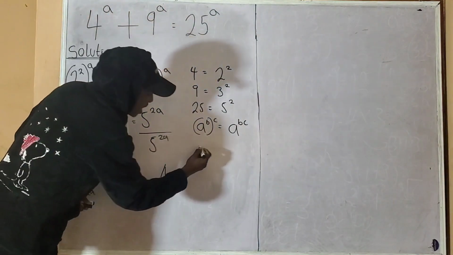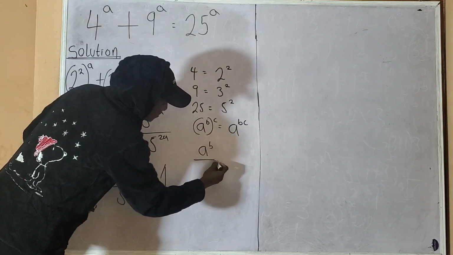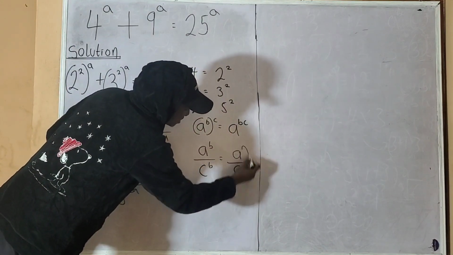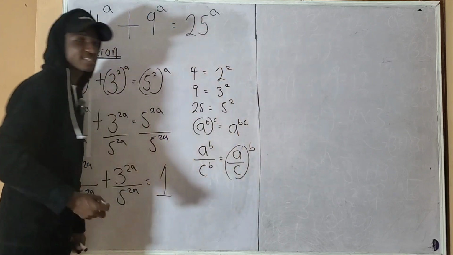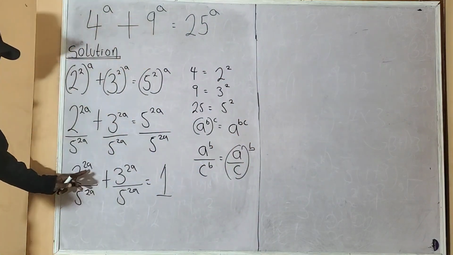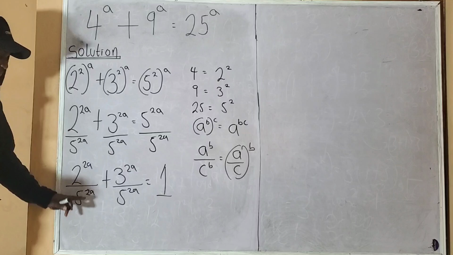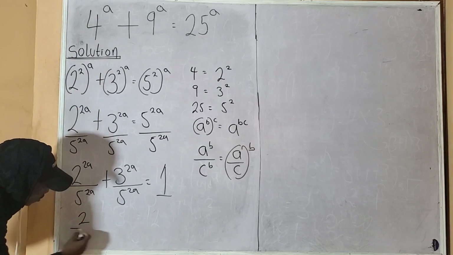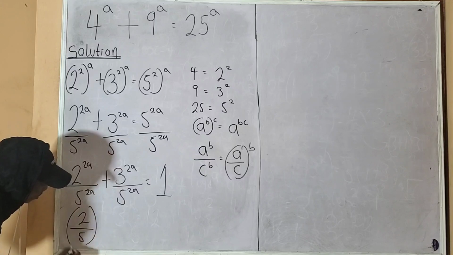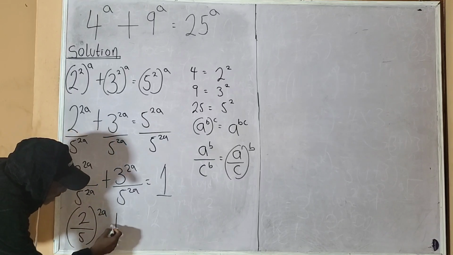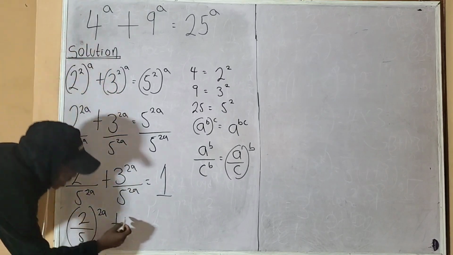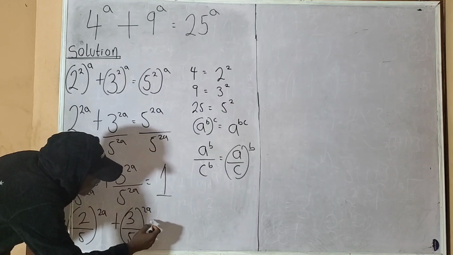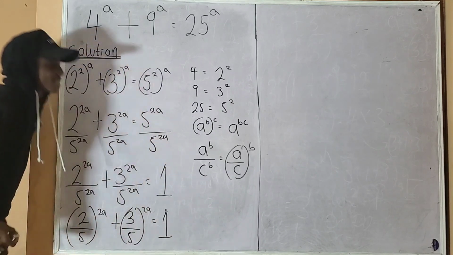Recall that if you have a raised to the power of b divided by c raised to the power of b, this can be written as a over c raised to the power of b, right? Now, because the exponents of this numerator and this denominator are the same, we can write it as 2 over 5 raised to the power of 2a. And then for this also, you're going to have 3 over 5 raised to the power of 2a. This will be equal to 1, right?